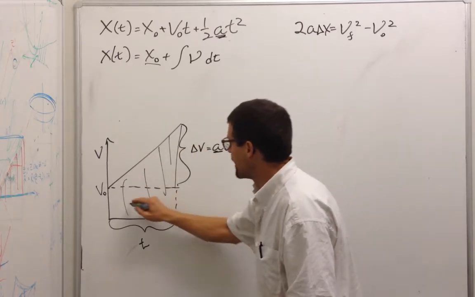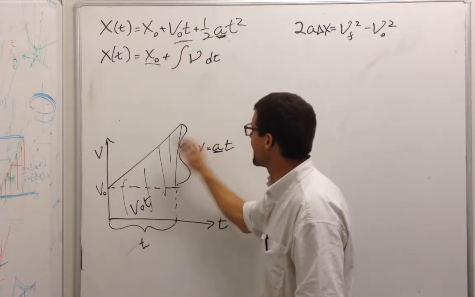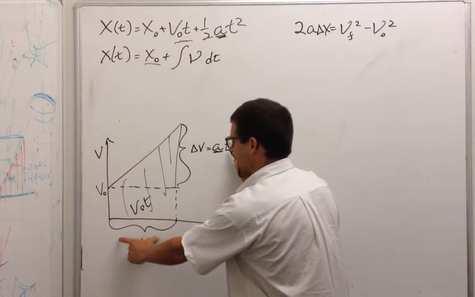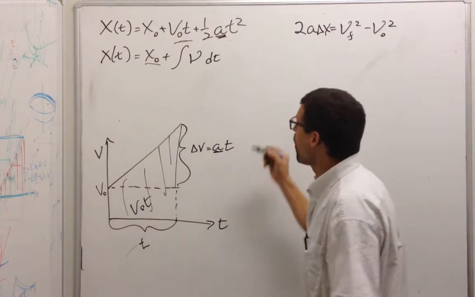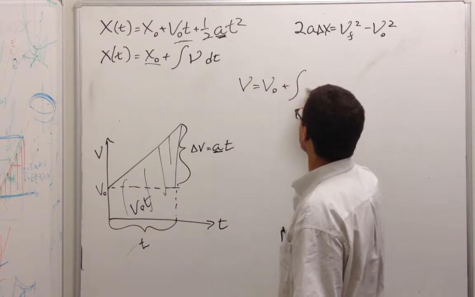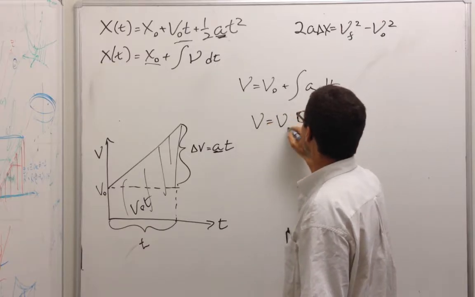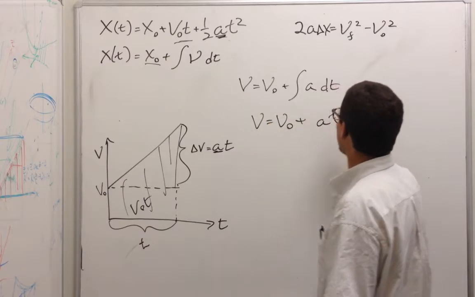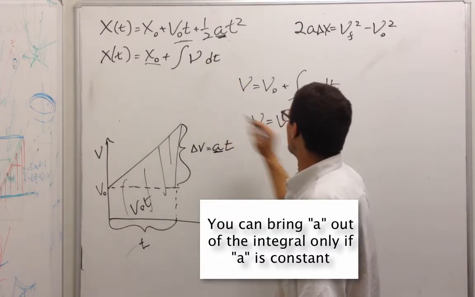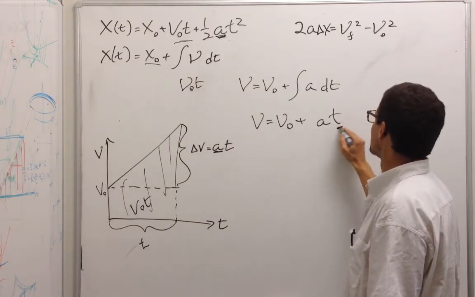And then this area is just v naught t, which is this, and this is a triangle, 1/2 a times t times t. Or you could just say, look, the velocity is equal to v naught plus the integral of the acceleration, which is v is equal to v naught plus acceleration times time. And then we integrate that, and we would get v naught t plus acceleration times time squared over 2.